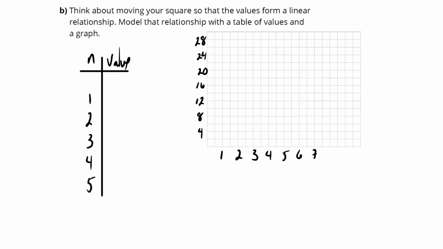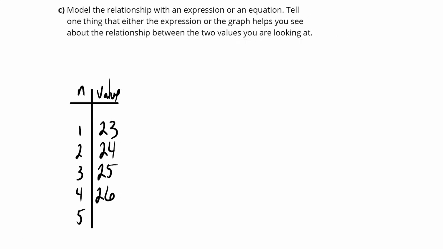Now, if we again take that relationship, 1 is 23, 2 will be 24, 3 will be 25, 4 will be 26, and so on. 1 goes to 23, 2 goes to 24, 3 goes to 25, 4 goes to 26, 5 goes to 27. So now we're going to try to come up with the general expression.